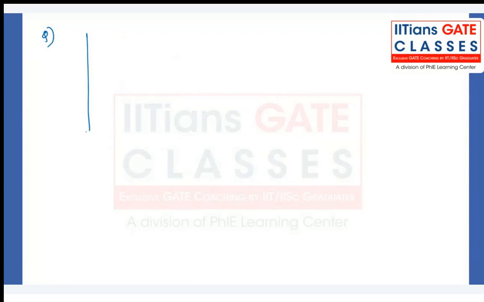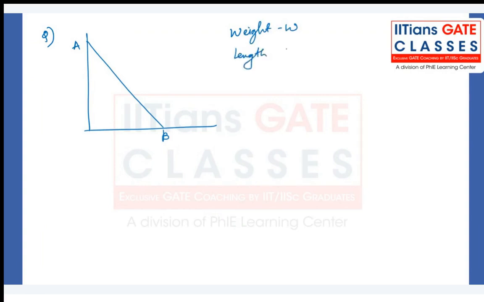A ladder AB of weight W and length L is held in equilibrium by a horizontal force P as shown in the figure. Assume the ladder to be a uniform body, and all surfaces are smooth. Find the value of P.